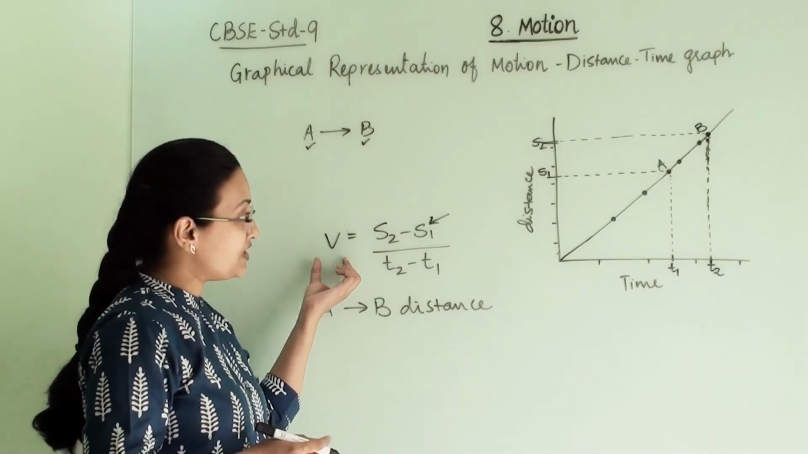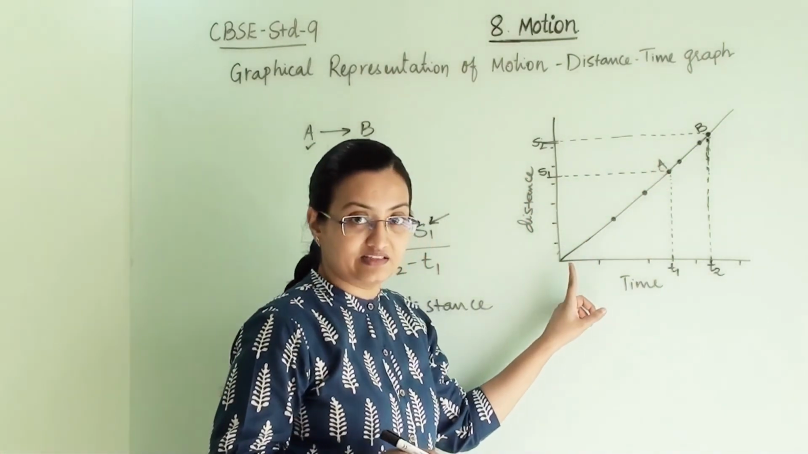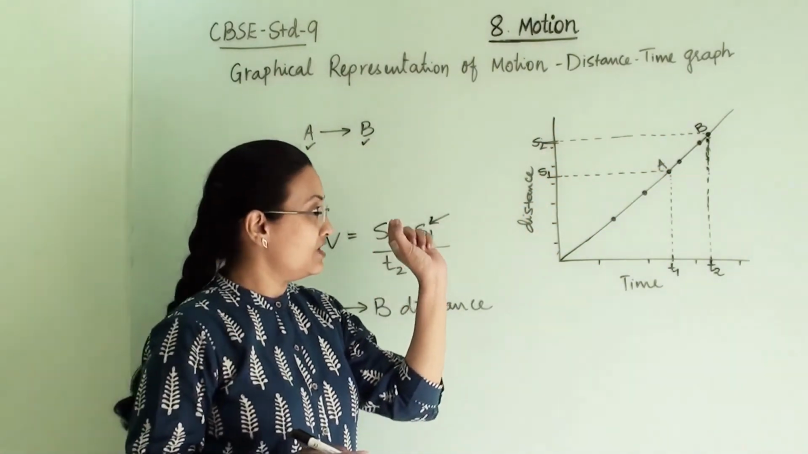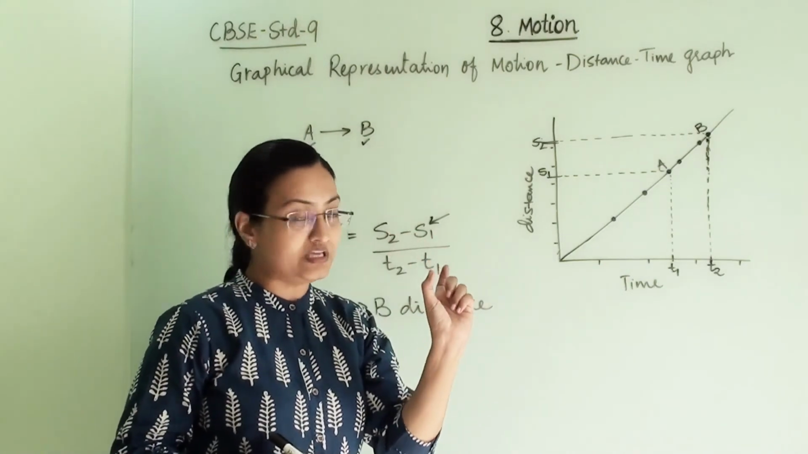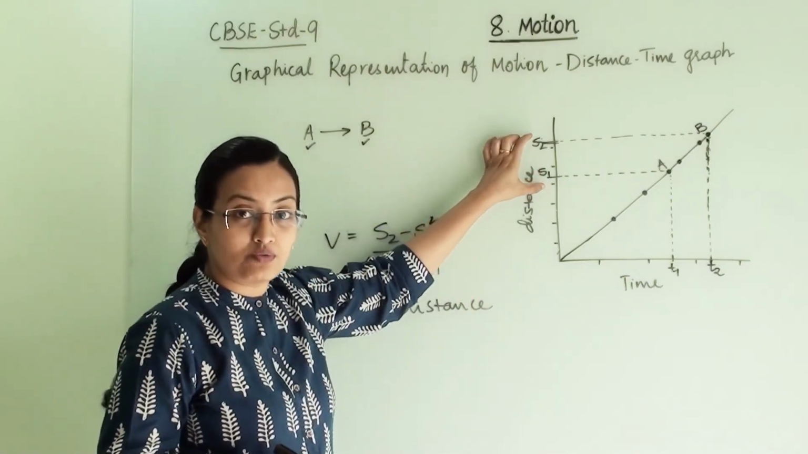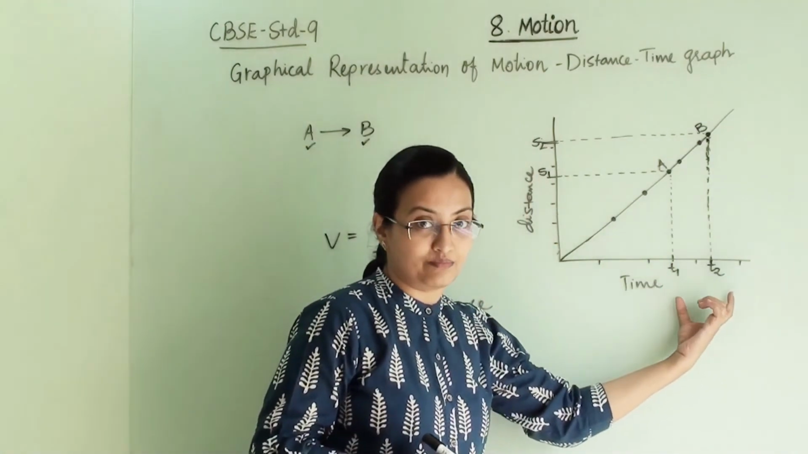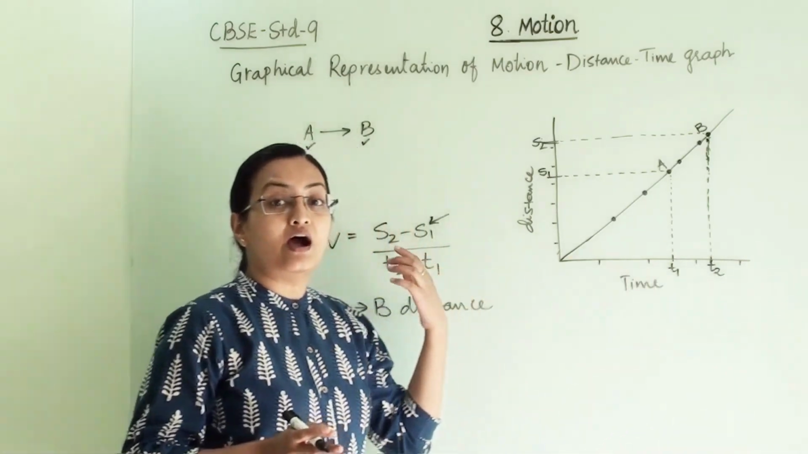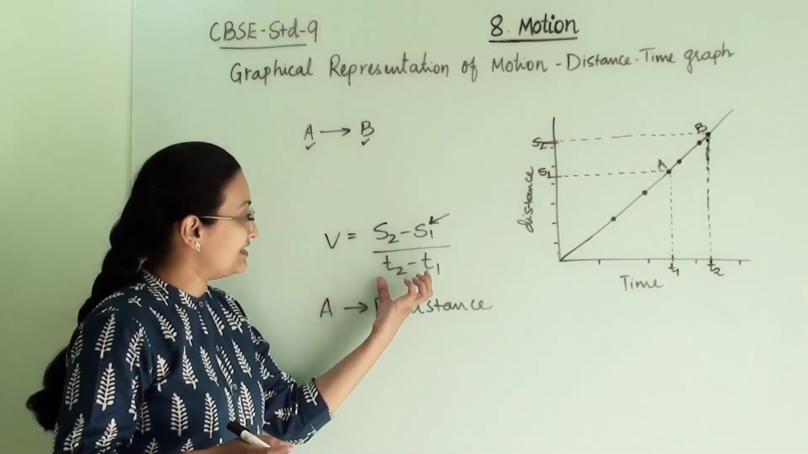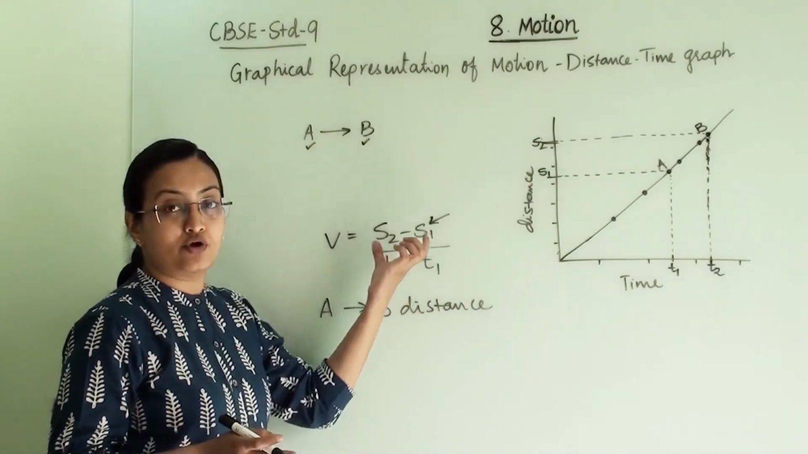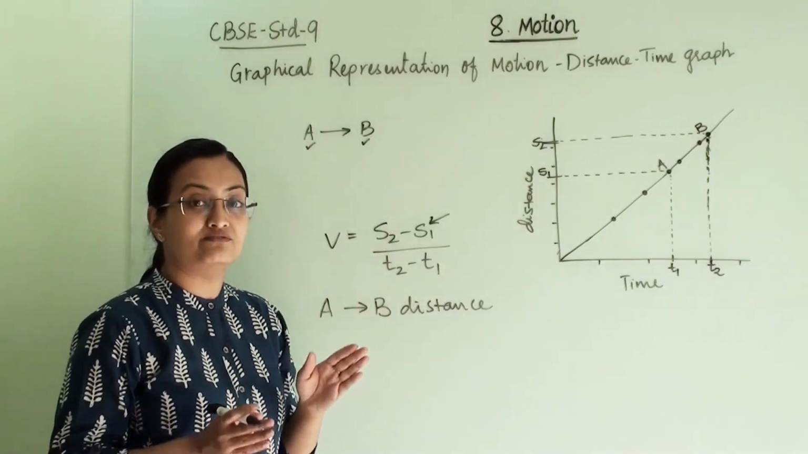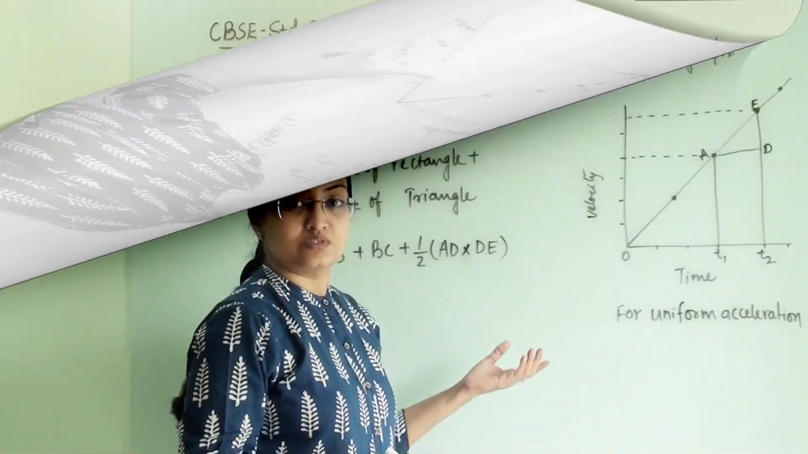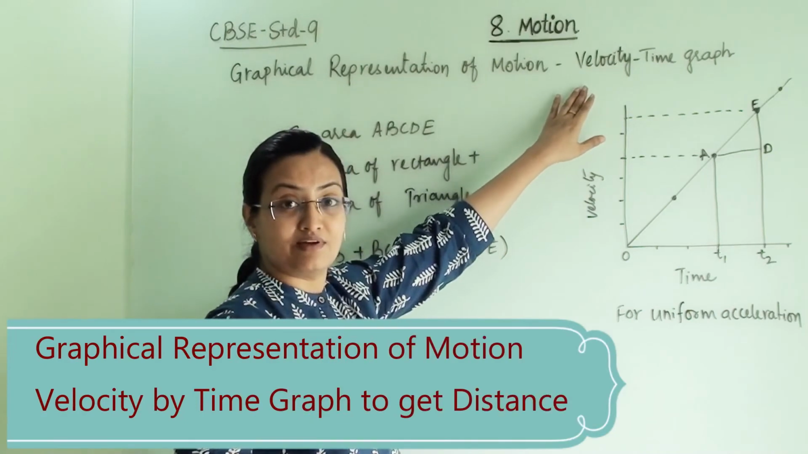So to find out speed when we are plotting our graph like this, for this patch we will find out the speed, that to cover distance from A to B, to cover this much distance we have taken time from T1 to T2, and how much speed we had at that moment. So we will get it from this: the distance by time graph will give us speed, and this graph represents uniform speed.